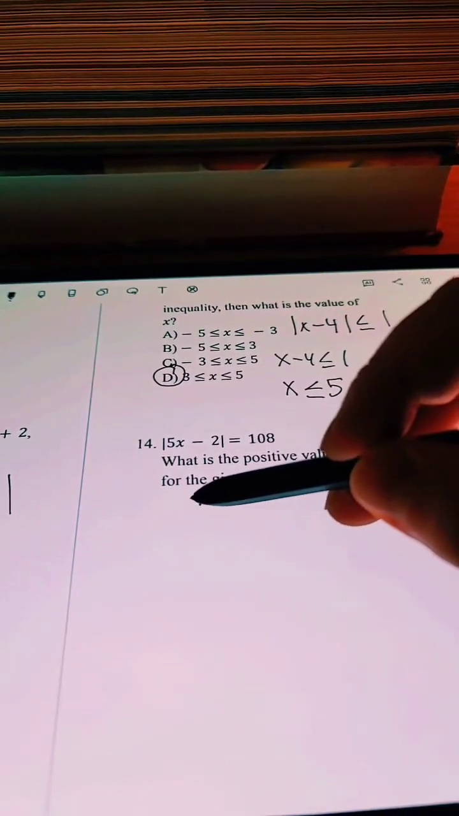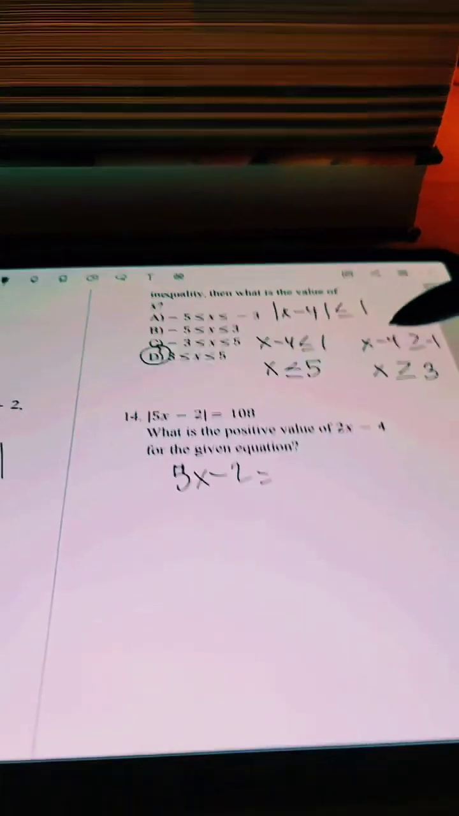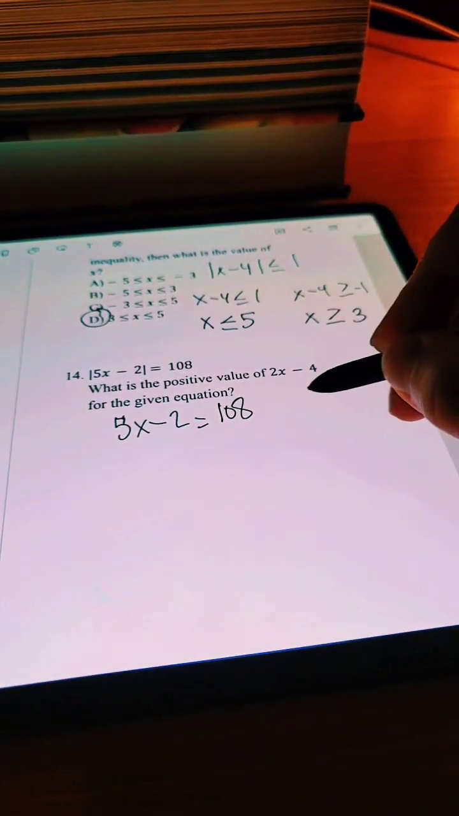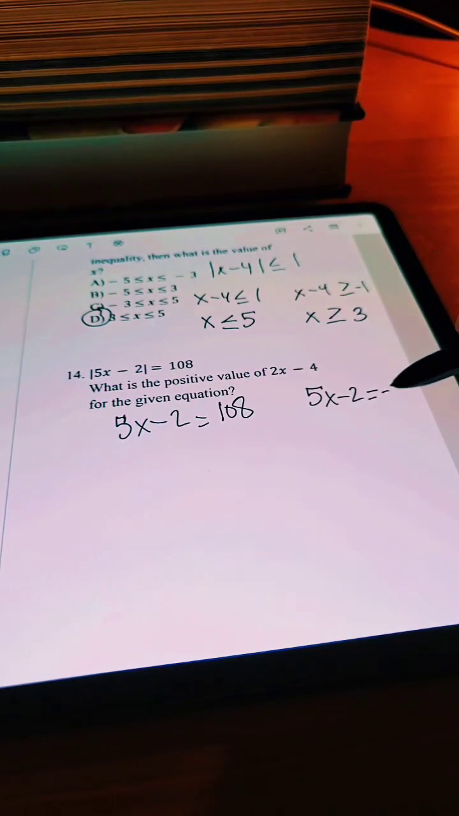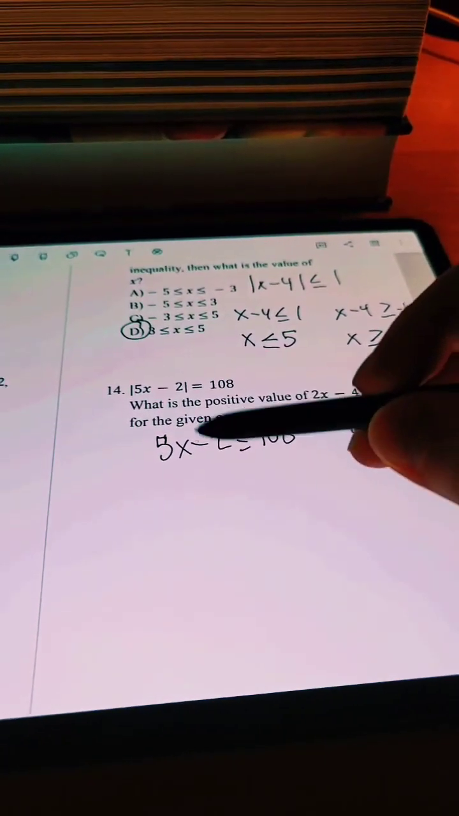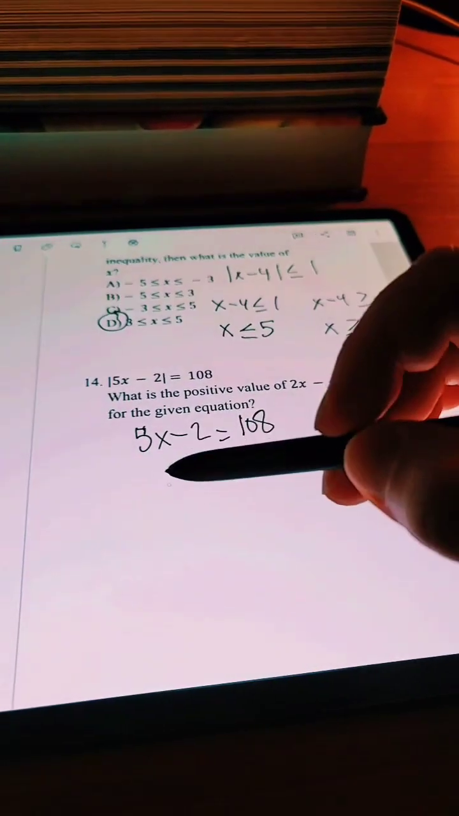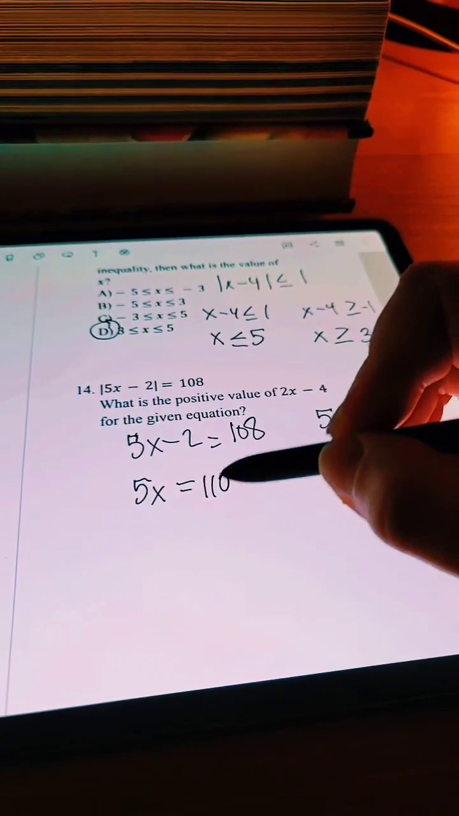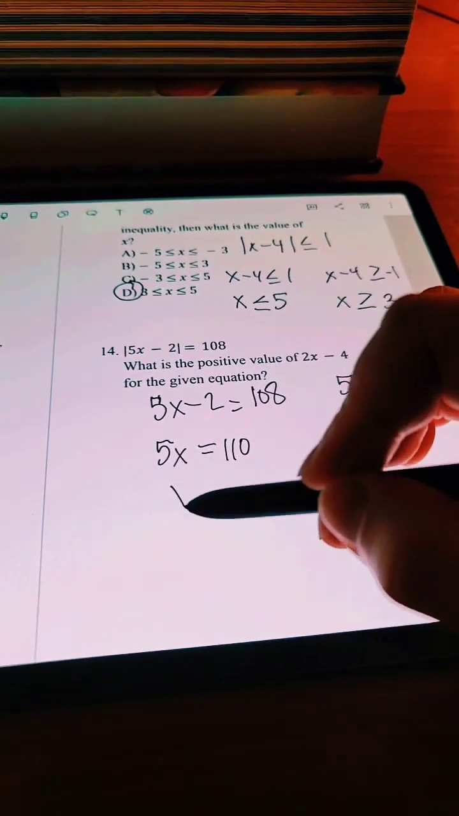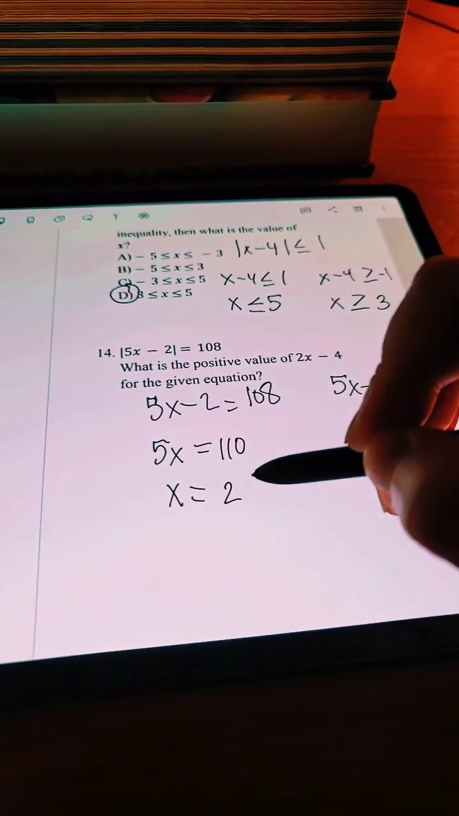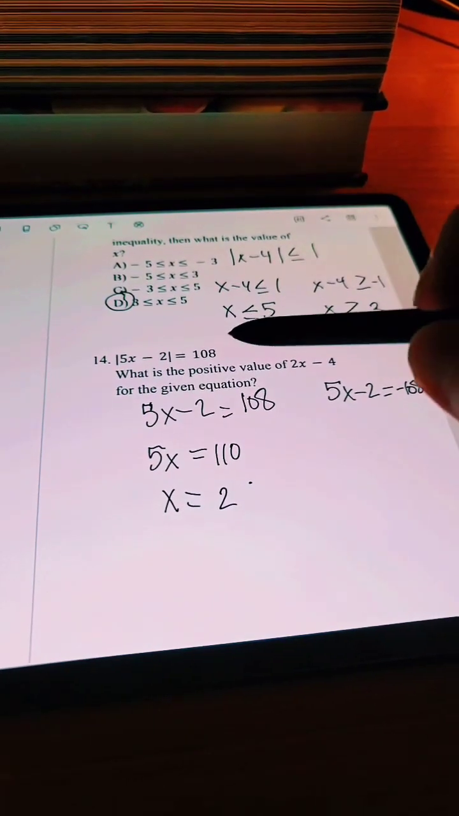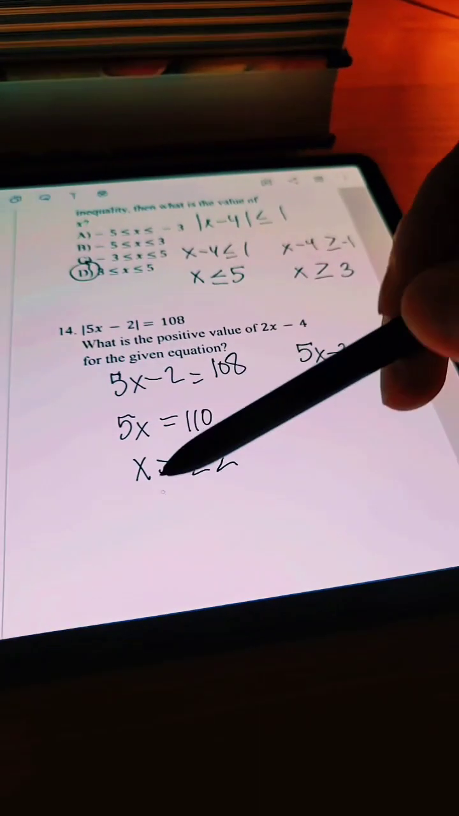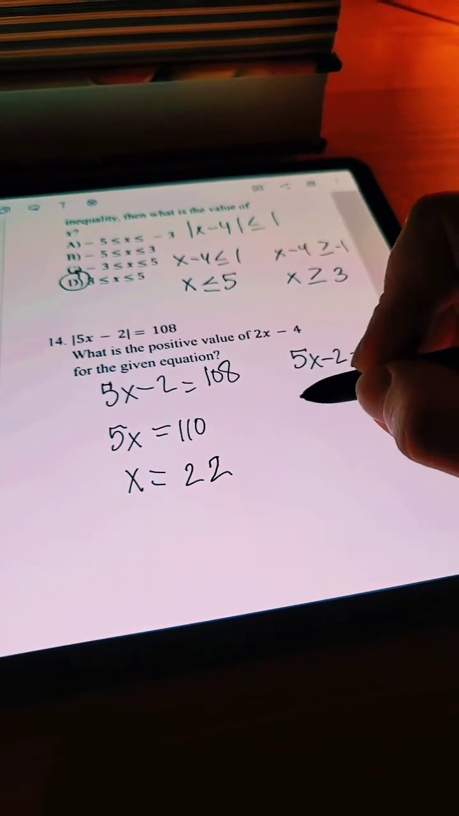We have that 5x minus 2 is equal to 108. And then we could also have that 5x minus 2 is equal to negative 108. And then we're going to add 2 to each side. And we're doing that because we want to eventually get x by itself. So I'm going to have that that's equal to 110. Now I'm going to divide by 5, and I have that's equal to, no, that's not 25. That's equal to 22. So x is equal to 22, and then we could do the same thing over here.